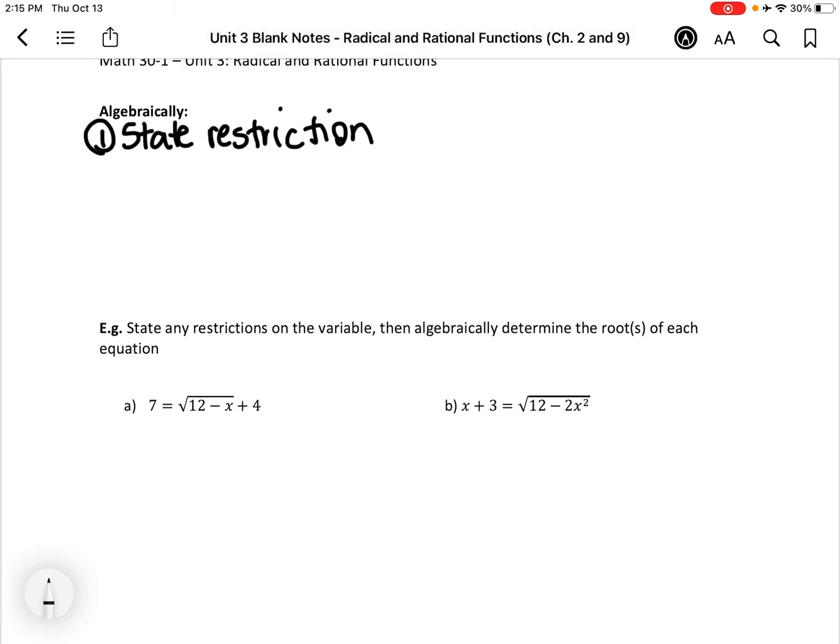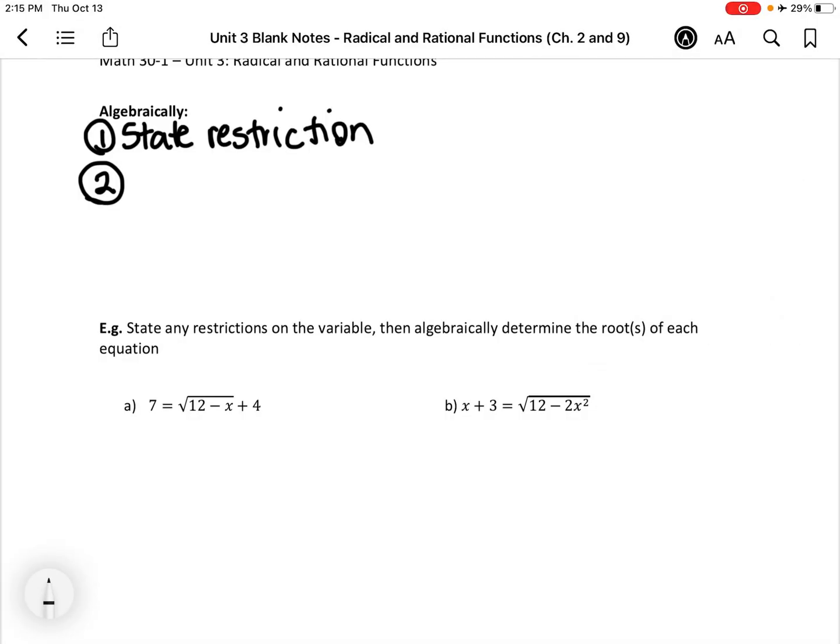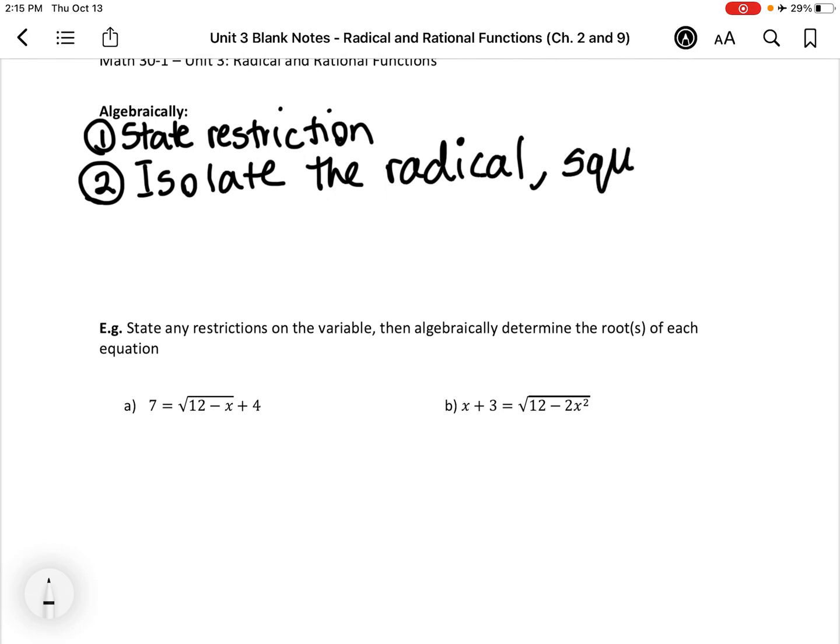Second thing that you're going to do, I think I'm actually going to have to turn my Wi-Fi off, there we go, is isolate the radical. Make sure that the radical is by itself on one side of the equation. And then square both sides.